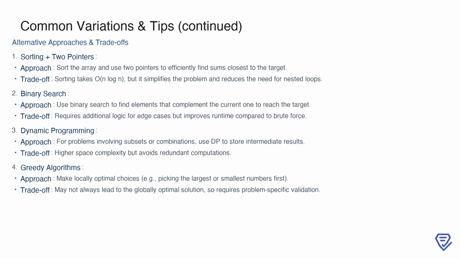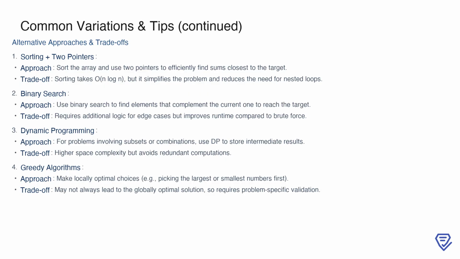One effective method is sorting the array and using two pointers to find sums closest to the target. This approach simplifies the problem and reduces the need for nested loops, though it does require O(n log n) time due to the sorting step. Another option is binary search, where you search for elements that complement the current one to meet the target. This can improve runtime compared to brute force but requires careful handling of edge cases.